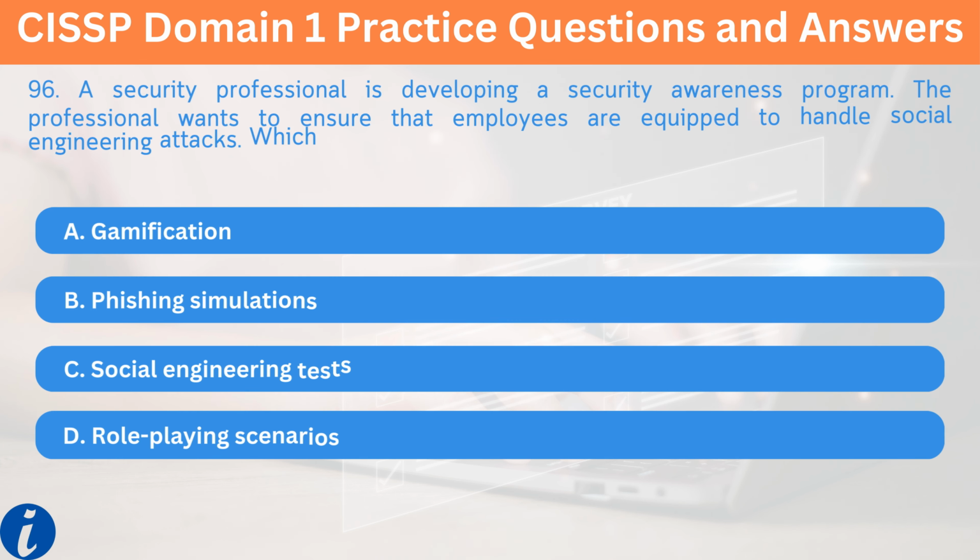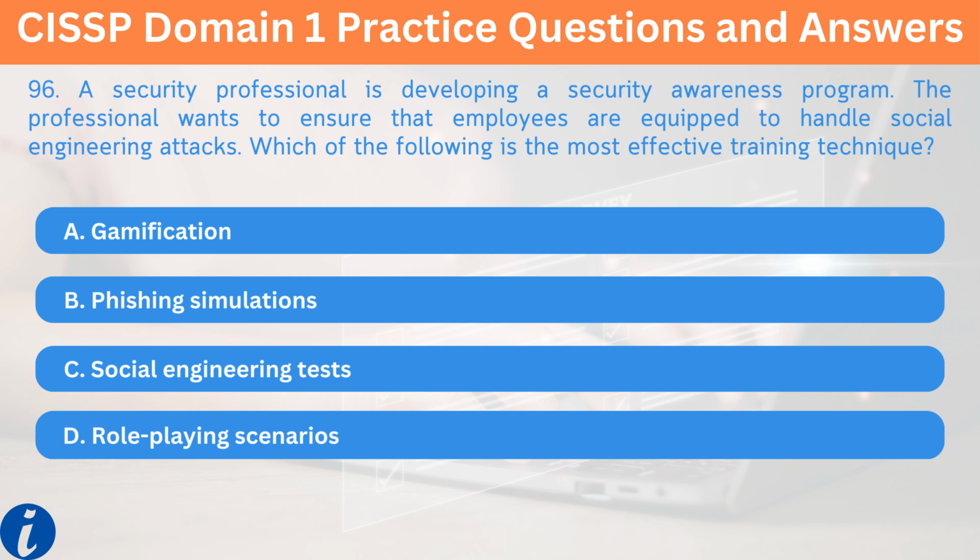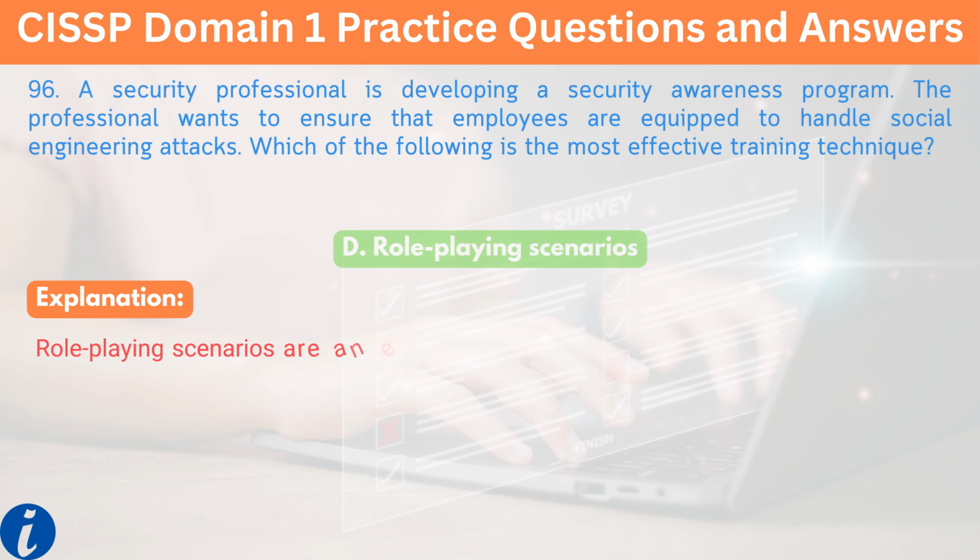96. A security professional is developing a security awareness program. The professional wants to ensure that employees are equipped to handle social engineering attacks. Which of the following is the most effective training technique? A. Gamification. B. Phishing simulations. C. Social engineering tests. D. Role-playing scenarios. The correct answer is D.